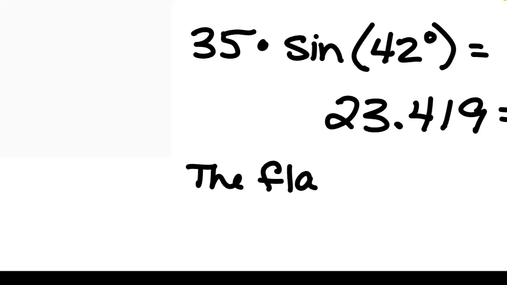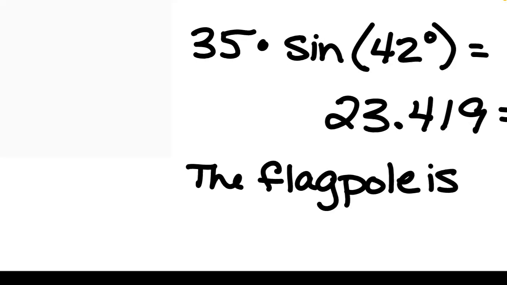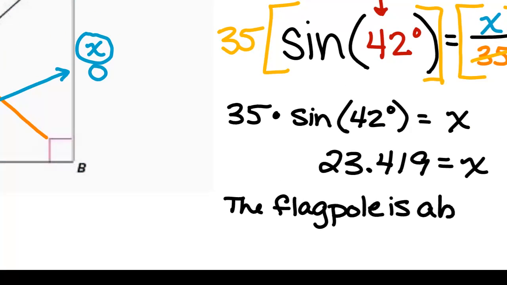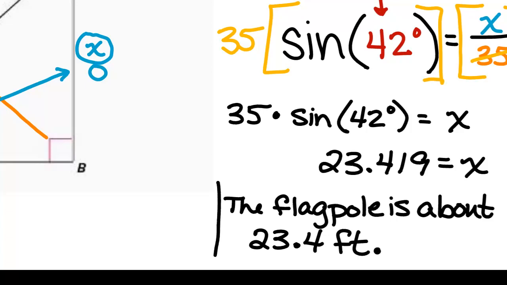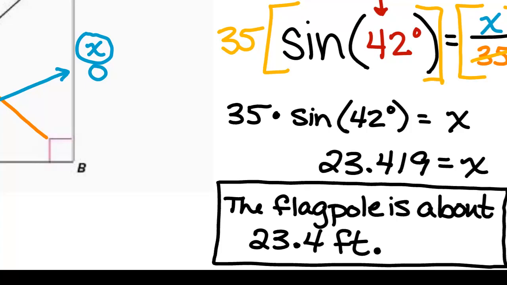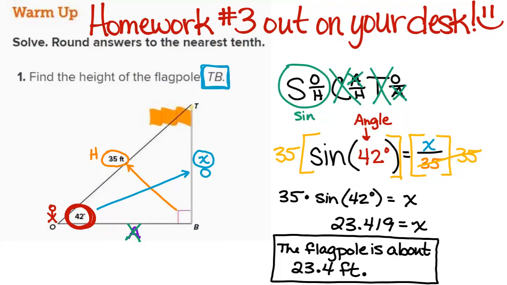flagpole is about 23.4. Do we need units with that? What units? Feet. 23.4 feet. We use degrees when we find angles. When we find sides, if any of the other sides have units, we use the same units for the side that we found.